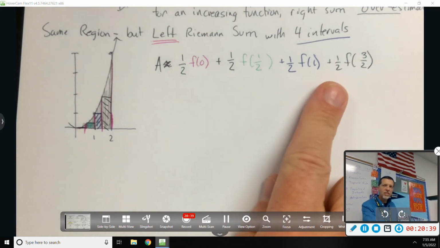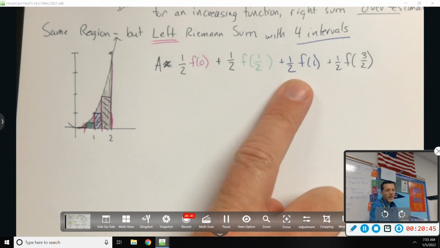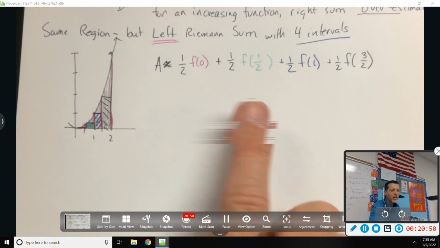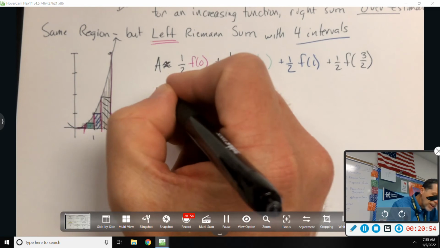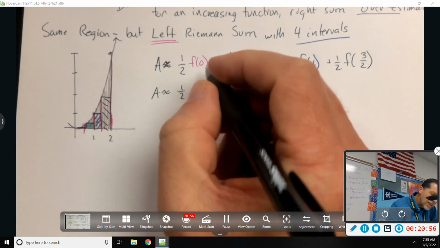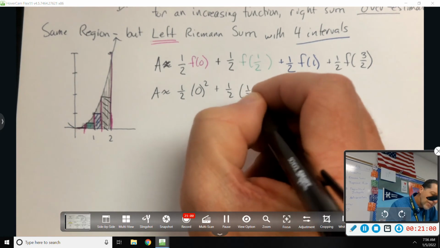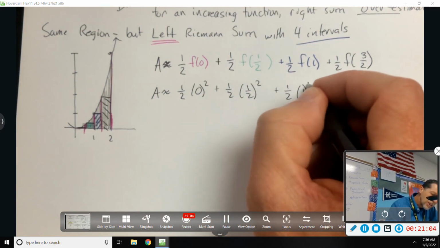Is this a safe stop? Do you guys know if that's a safe stop? No. I don't know if we've talked about it. It's not a safe stop. You can't leave f of stuff in there. So you've got to plug into the function value. So it's almost a safe stop, but not yet. F of 0 would be 0 squared. F of 1/2 would be 1/2 squared. F of 1 is 1 squared.